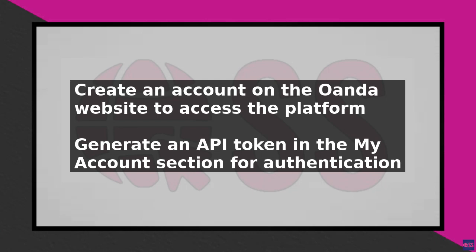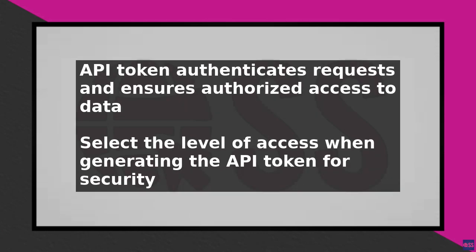The API token is used to authenticate your API requests and ensure that only authorized applications can access your account data. When generating the API token, you will be prompted to select the level of access you want to grant to the token. This can include permissions such as reading account information, executing trades, and managing orders. After generating the API token, you can use it to make API requests to the Oanda platform.